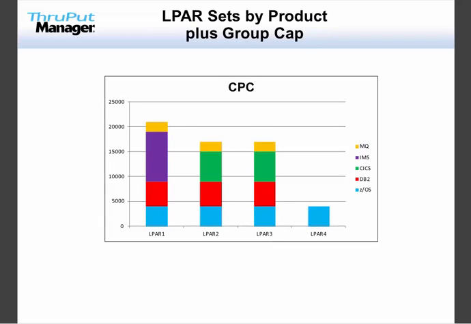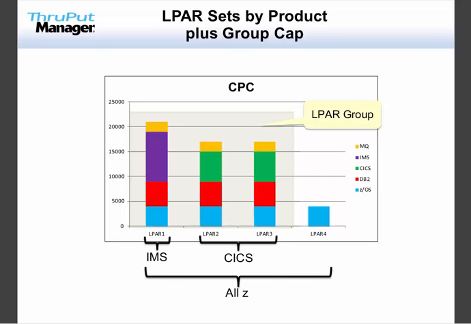This installation is prepared to use soft capping, and so we have implemented an LPAR group with LPAR 1, 2, and 3, where IMS, DB2, CICS, and MQ are running. LPAR sets are still defined to independently manage any batch load on the IMS and CICS LPARs, as well as the all-Z LPAR set of all of the LPARs.